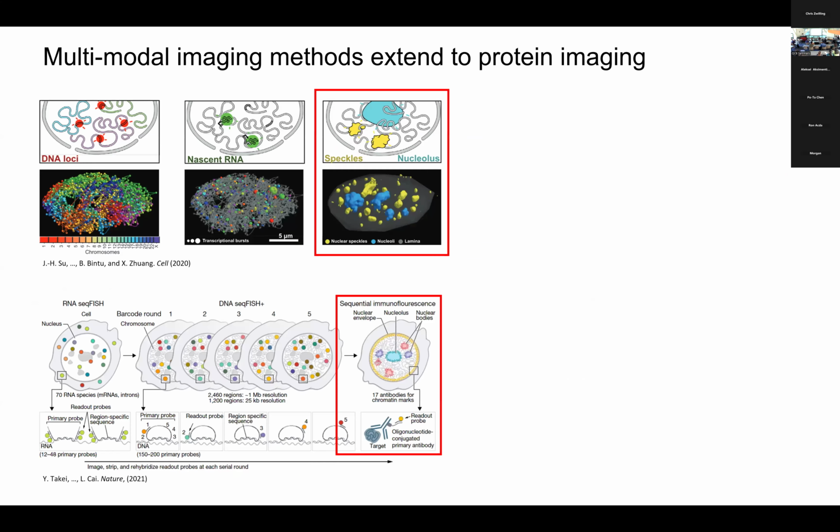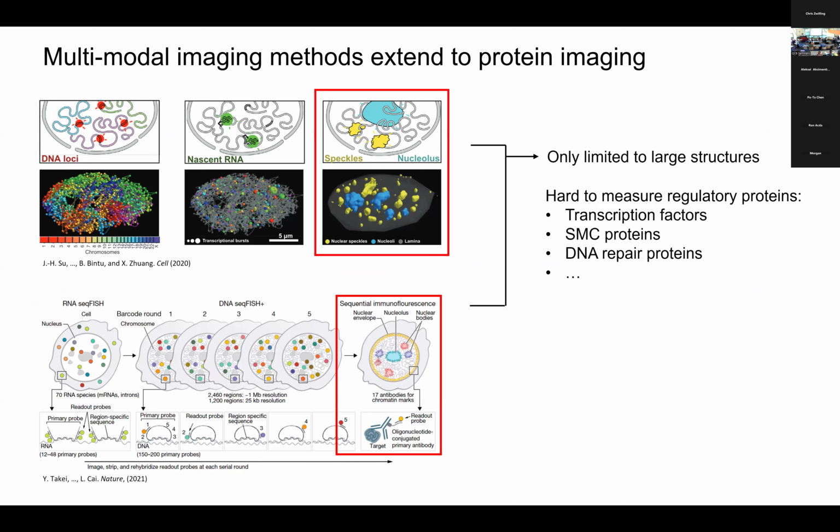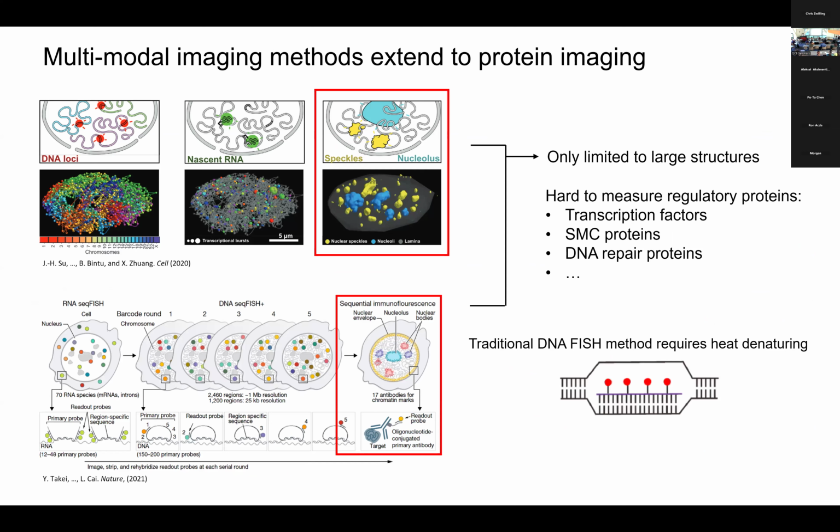However, the field has been moving forward to include protein imaging with DNA imaging. But it has been quite limited, because most of the recent work has demonstrated that protein imaging is really difficult. They're only limited to these larger structural proteins. Mainly because if we want to do traditional DNA FISH, we need to use heat to denature the DNA for the FISH probe to hybridize. And this heating process is pretty harsh for protein imaging.